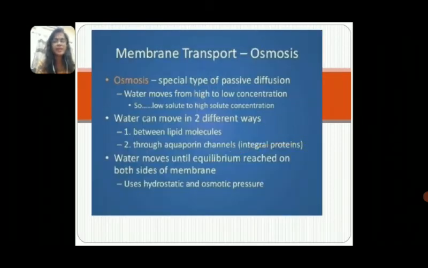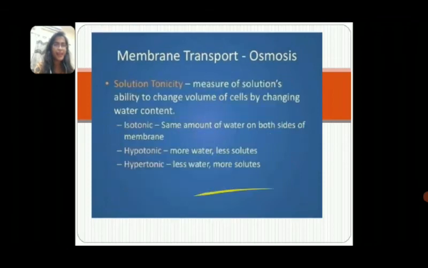Coming to osmosis, it is a special type of passive diffusion. Water moves from high to low concentration, so from low solute to high solute concentration. Water can move in two different ways, between the lipid molecules and through aquaporin channels. Aquaporins are nothing but water-filled channels. Water moves until equilibrium is reached on both sides of the membrane. It uses hydrostatic and osmotic pressure definitely.